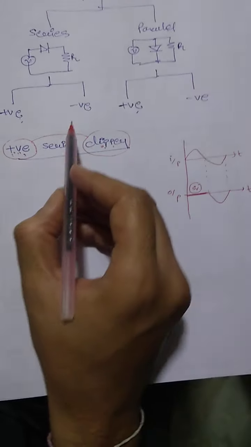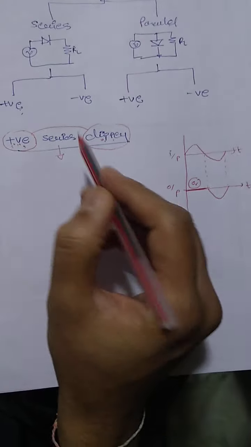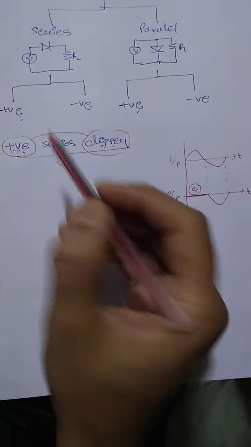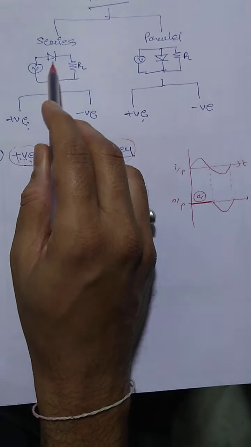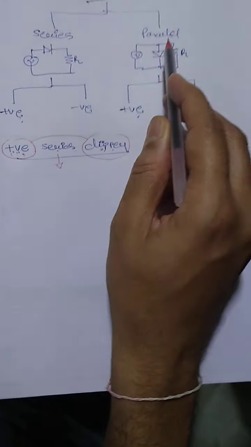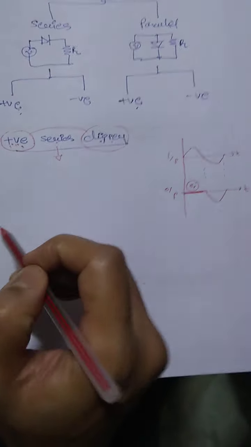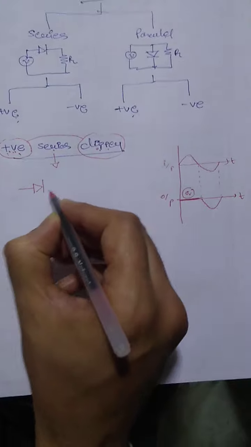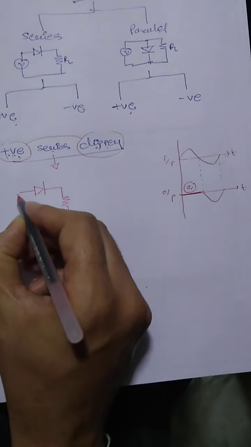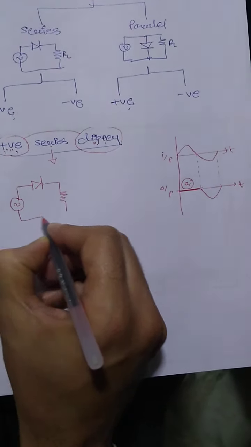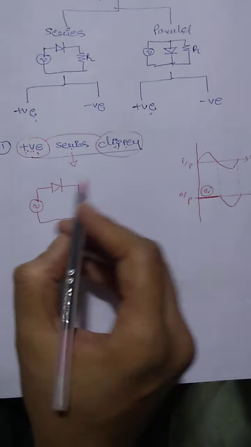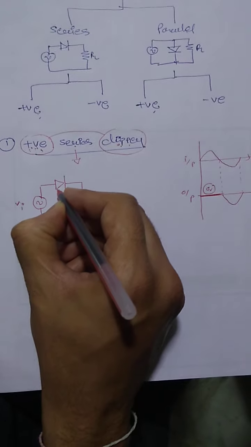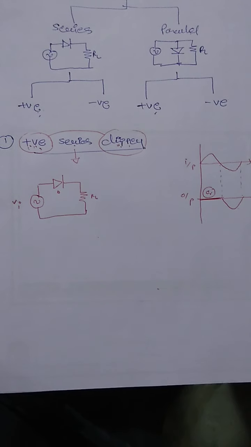So now you can think about the second word, this is the configuration. So any kind of configuration will be there, series or parallel. So series means the diode is in series with R, parallel means the diode is parallel with R. So in case of series, first of all consider one diagram like that: VI, RL and D.